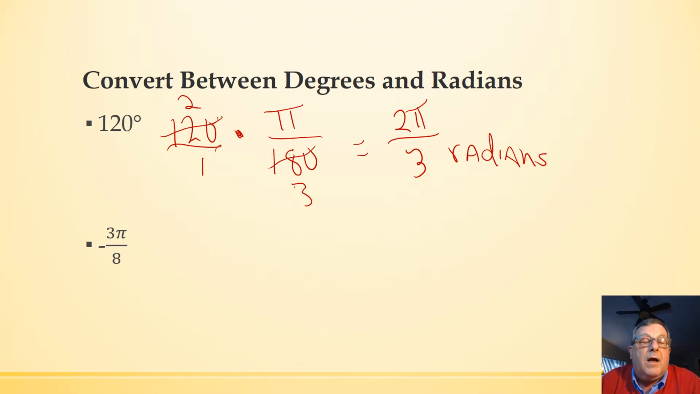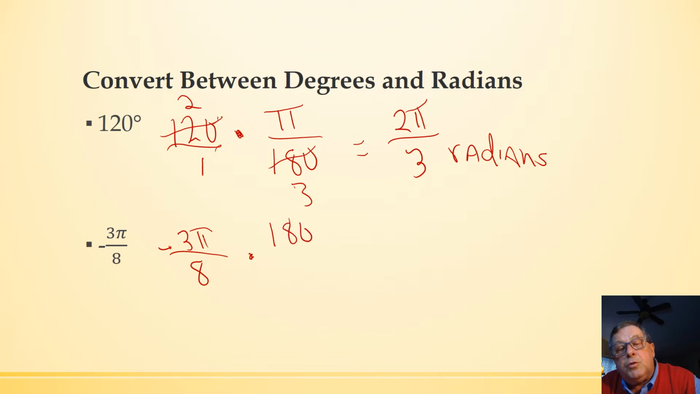All right, now we have one where we have negative 3 pi over 8 radians, and we're going to convert that to degrees. Well, we have negative 3 pi over 8, and then our conversion ratio would be 180 degrees, what we're converting to, over pi radians, what we're converting from. Well, the pi's are going to cancel. So then I have negative 3, and will 8 go into 180? 8 will go into 18 2 times, and we have 2 left over.